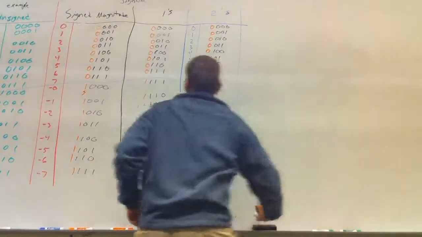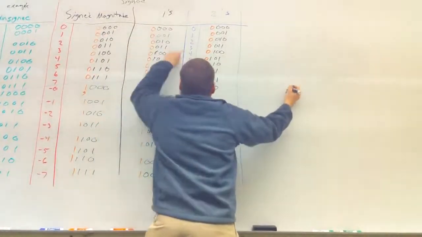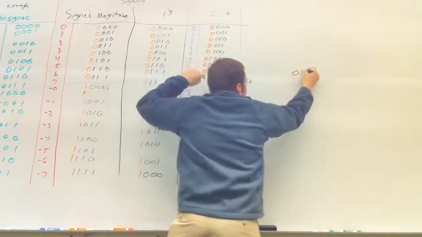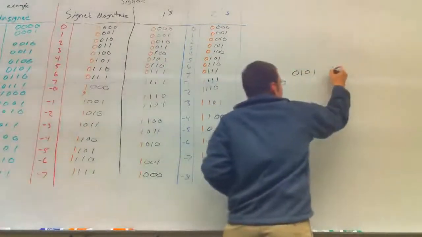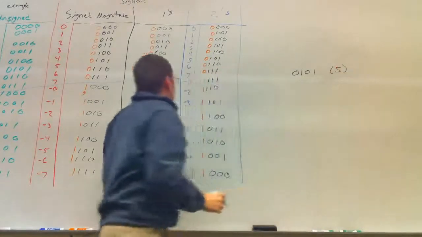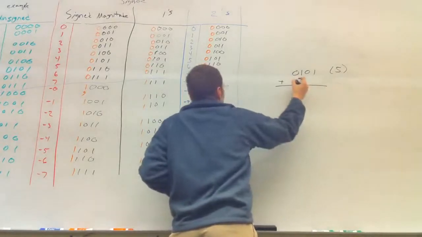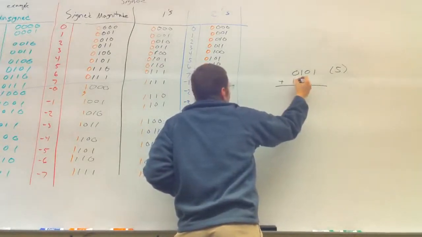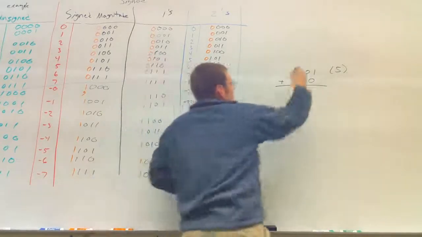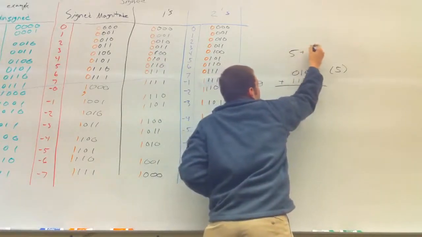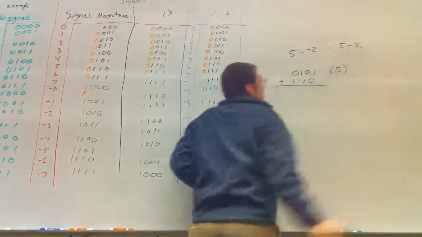So now I'll do arithmetic here. I'm going to take -2, and let's do 5. I like 5. 5 is an easy binary number to remember, 0, 1, 0, 1. And we'll add -2. Hopefully you know that it's like doing 5 plus -2, which is in essence 5 minus 2.